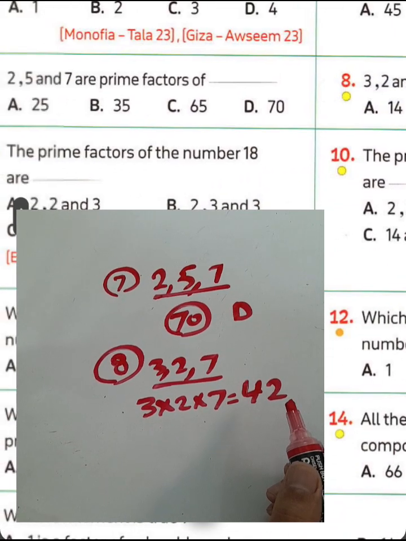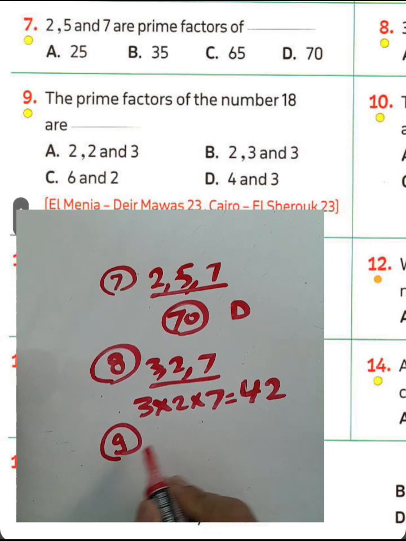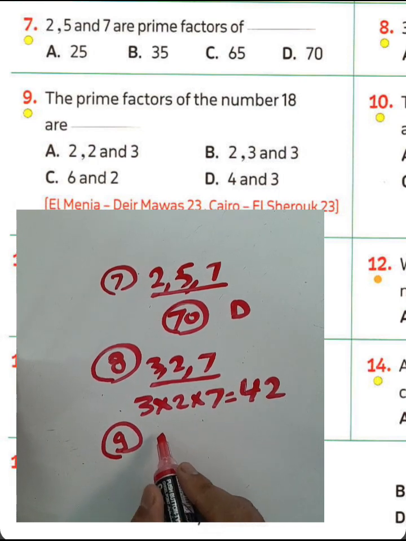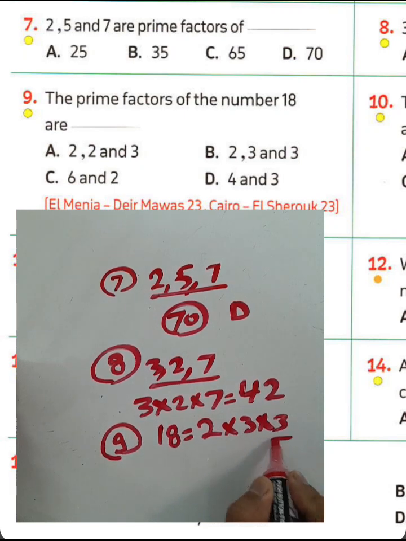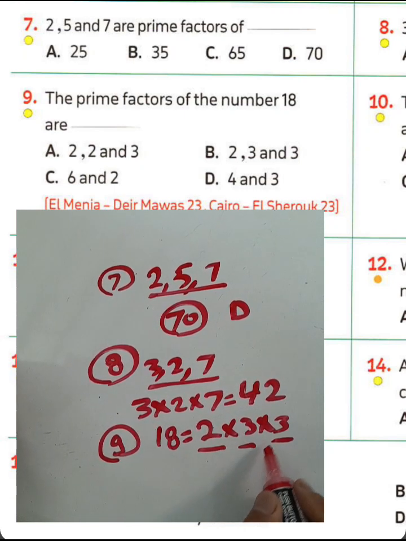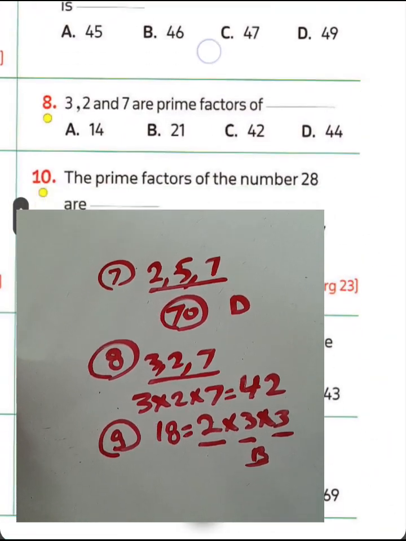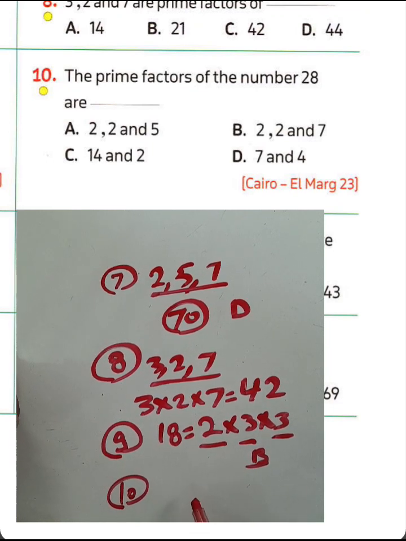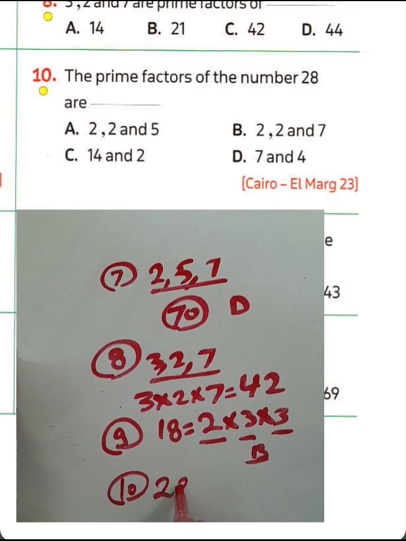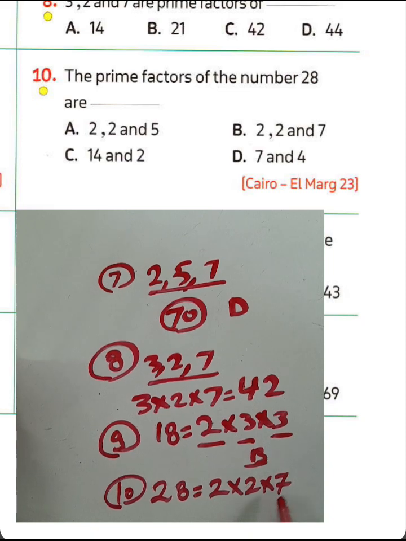Question number 9. The prime factors of 18. 18 equals 2 times 9, and 9 equals 3 times 3. So 2, 3, and 3. Choose letter B for question number 9. Question 10. The prime factors of the number 28 are, we know, 28 equals 4 times 7, and 4 equals 2 times 2. Then 2 times 2 times 7. Choose letter B.